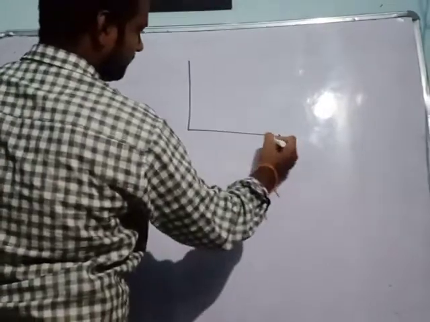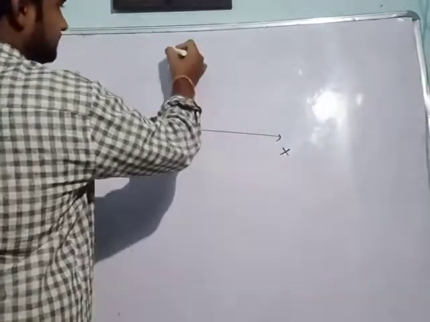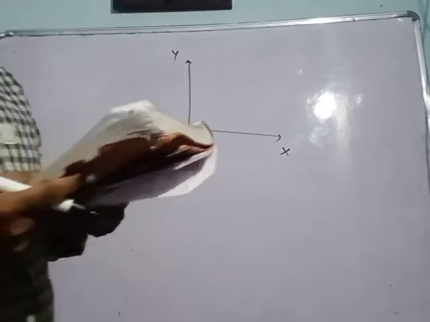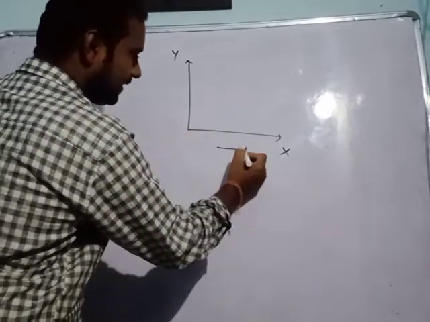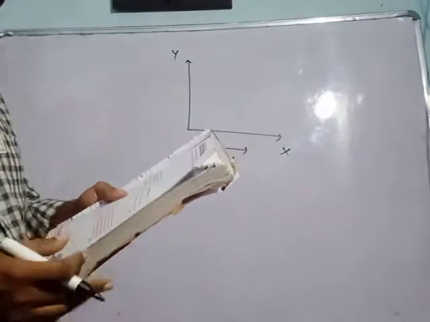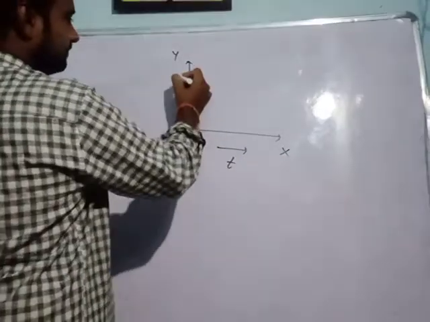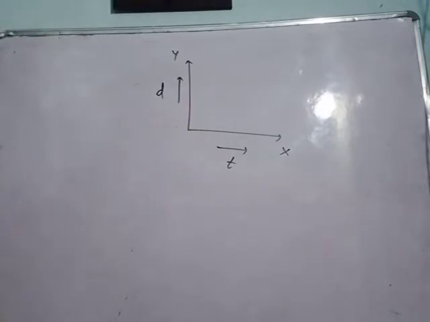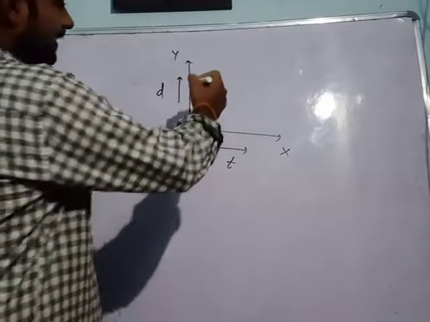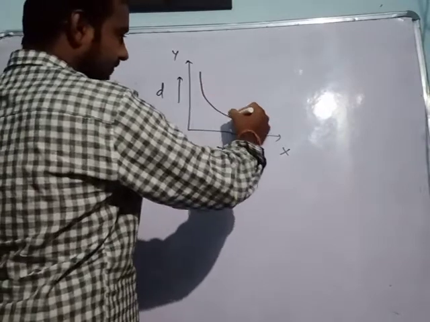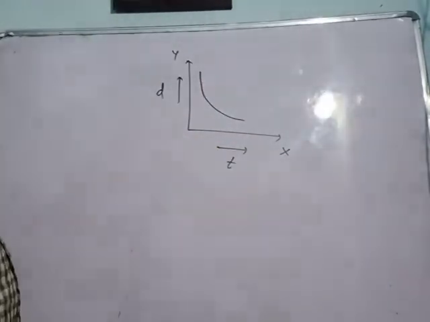Now next question. Draw the distance time graph when its speed decreases uniformly. So draw the distance and time graph, where speed decreases uniformly. So simply, x-axis, y-axis. On the x-axis we will take time. On the y-axis we will take distance. Simply. So speed decreases means the graph forms a curve like that. This is the distance time graph.